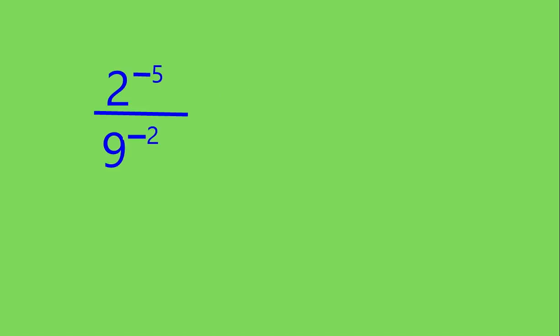What if we had a quotient where both numerator and denominator are being raised to powers that are negative? How do you think we would solve this? Well, we have to interchange the numerator and denominator. So we would have 9 for the numerator with its exponent being positive, and 2 for the denominator with a positive exponent.